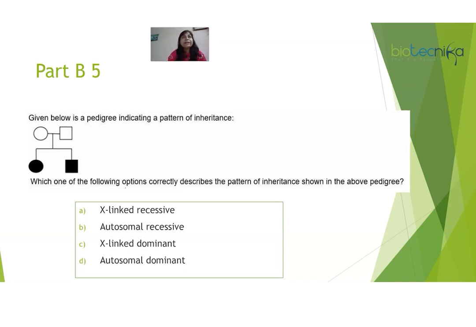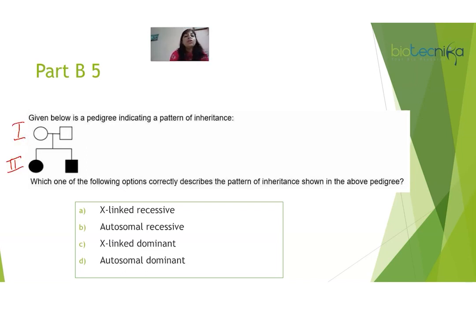Now, what is the characteristic for a dominant inheritance pattern? For any dominant inheritance pattern, any trait that is dominant because of the dominant allele, if the individual has it, that means the individual has got the allele from either one of the parents. So if the parent has it, because it's a dominant allele, the parent will also be showing the trait, right?